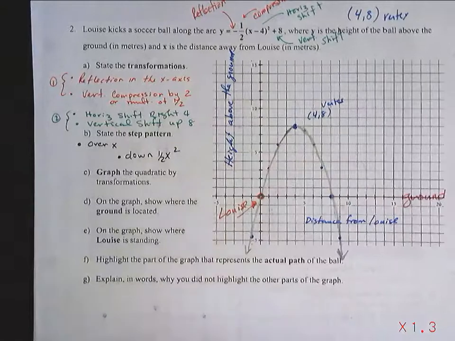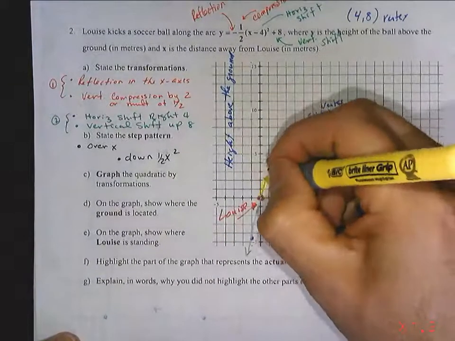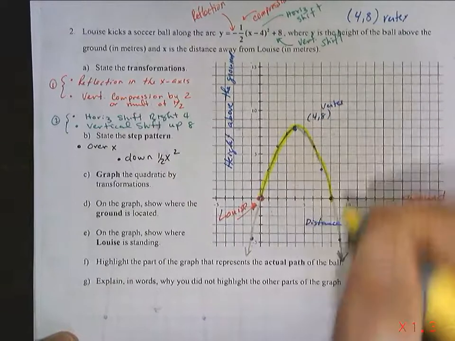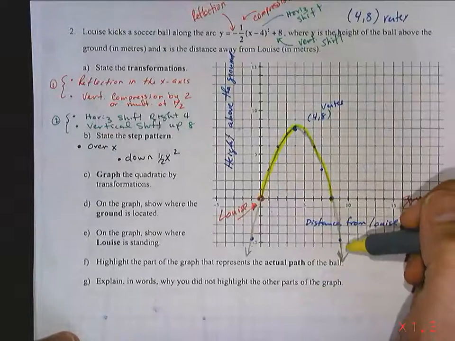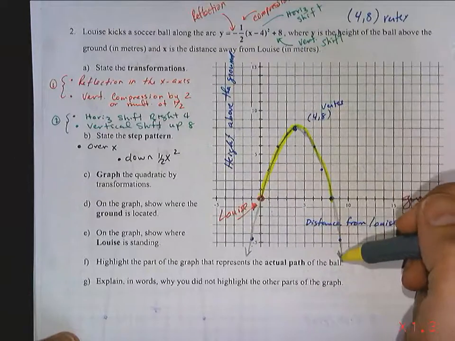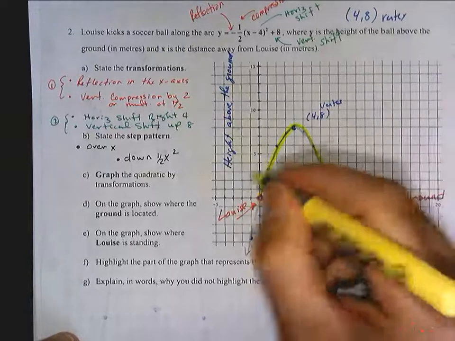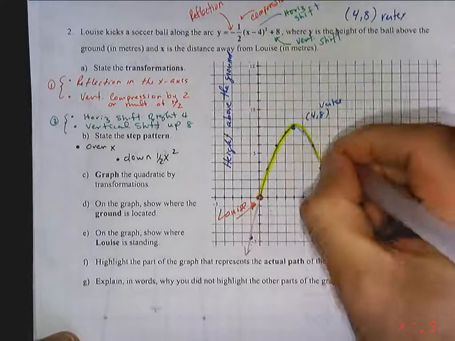Highlight the part of the graph that represents the actual path of the ball. So Louise kicks the ball. Boing! It goes up into the air. Boing! And then it comes down and it hits the ground. Now, does anyone believe that it goes below the ground? That someone went over there, dug a hole, and the ball goes through it? No. So the ball hits here and then probably bounces off, but it's not following this graph. So this is the path of the ball.